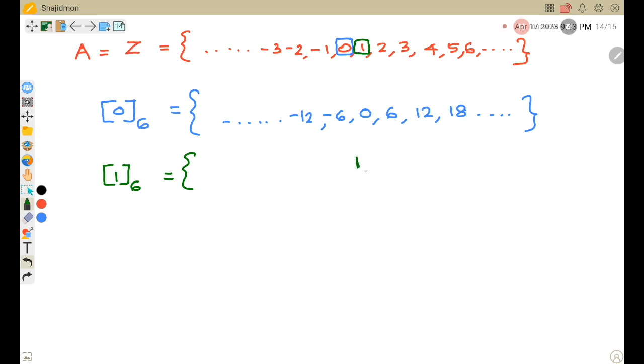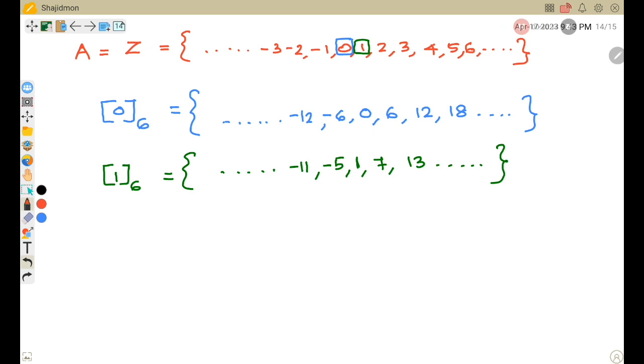where the first element is 1. Then 1 plus 6 is 7. 7 plus 6 is 13. Like this it continues. Now on the left part, 1 minus 6 is minus 5. Minus 5 minus 6 is minus 11. So like this it continues, correct?